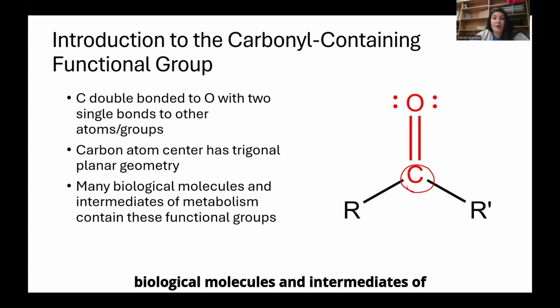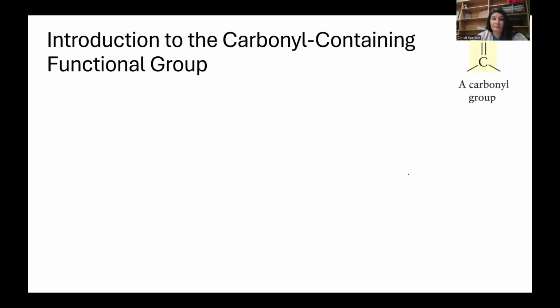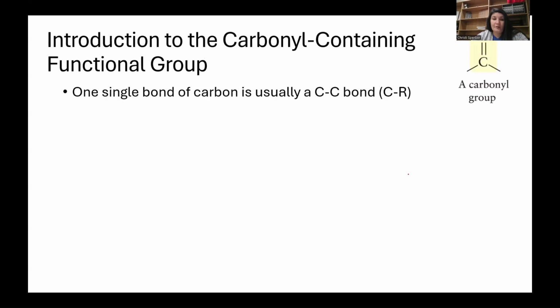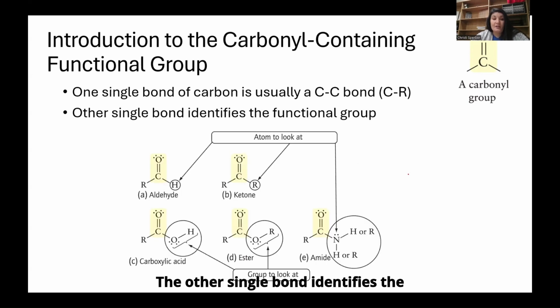Many biological molecules and intermediates of metabolism contain these functional groups. They are very important in biochemistry and organic chemistry. One single bond of carbon is usually a carbon-carbon bond, or a C-R. R means the rest of the molecule. The other single bond identifies the functional group.